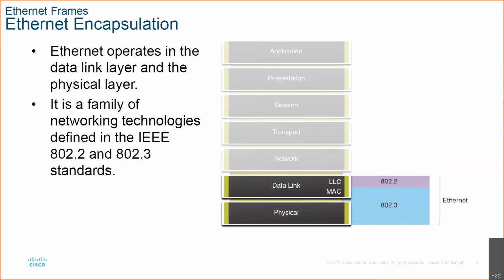Ethernet operates in the data link layer, layer 2, and of course the physical layer as well. It's a family of networking technologies defined in IEEE 802.2 and 802.3 standards. I told you before, if you go on IEEE websites, you can get the RFC, request for comments, for all of these standards. You can download them and study them in detail. So in future, when you're a network engineer, you can study them in detail and make sure you follow these standards and enforce them in your organization.